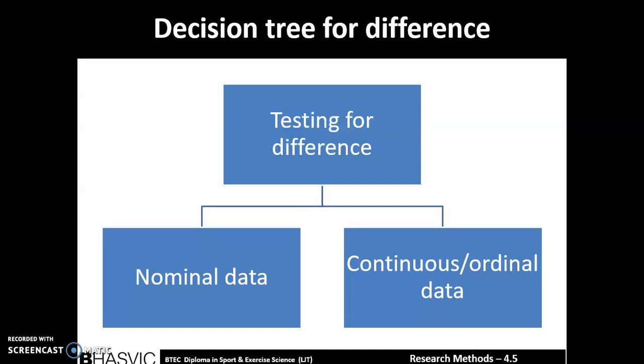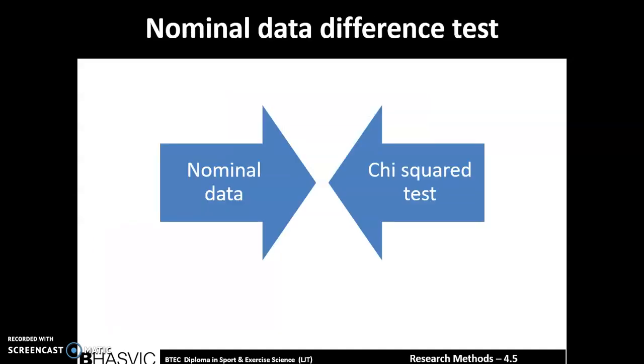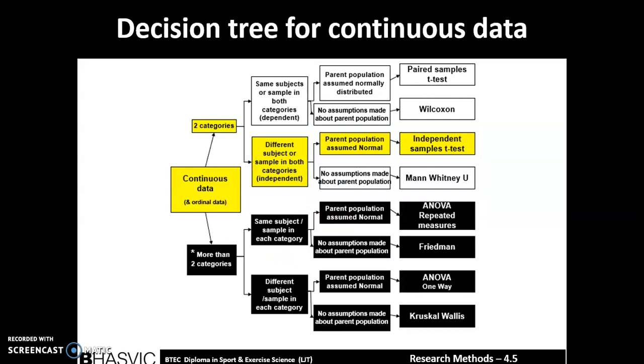So we have the decision tree for testing for difference. This usually is split between nominal data and continuous data or ordinal data. Nominal data difference test, so there's a couple of perhaps not as important ones, such as the chi-square test, which is intended to test how likely a distribution is as a result of chance or luck. We then have the decision tree for this, which eventually leads you down to tests such as the independent t-test.